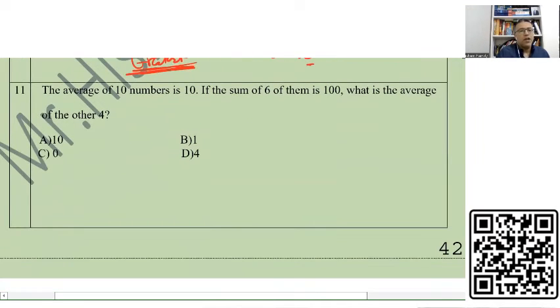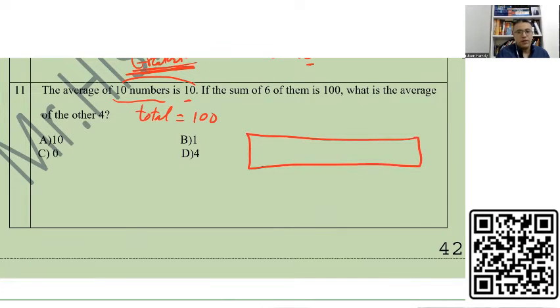Question number 11. The average of 10 numbers is 10. It means that the total sum of these values is 100. Imagine that you have 10 numbers, and 6 of them have a sum of 100. And the total sum should be 100. So the sum of these 4 numbers is 0. So the average of the last 4 is 0.